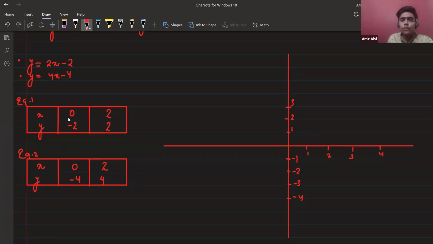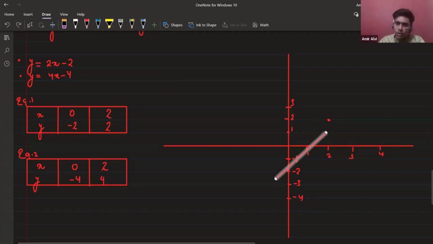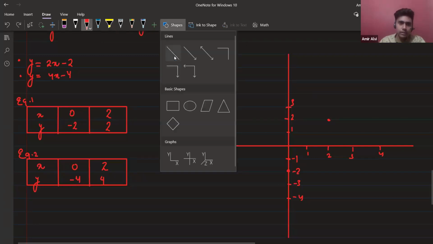Now everybody tell me. The value of x is 0 for equation 1, so the value of y will be -2. So this will be the point. Now x is 2 and y is also 2. So this will be the point, yes or no? If I join these points, it will be something like this. So you have to plot these. Just a second, what has happened?